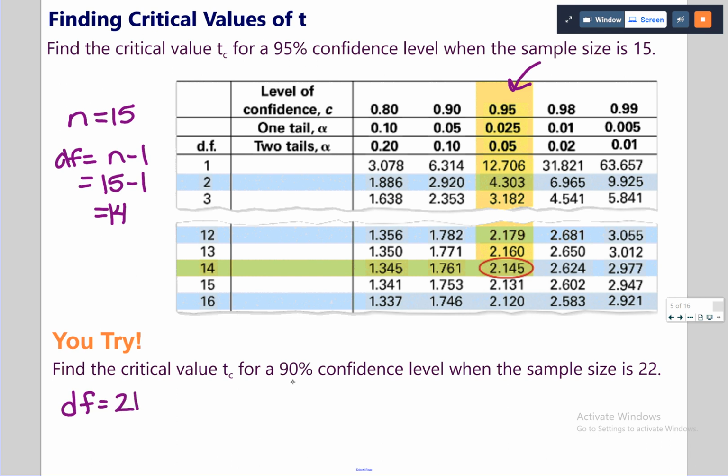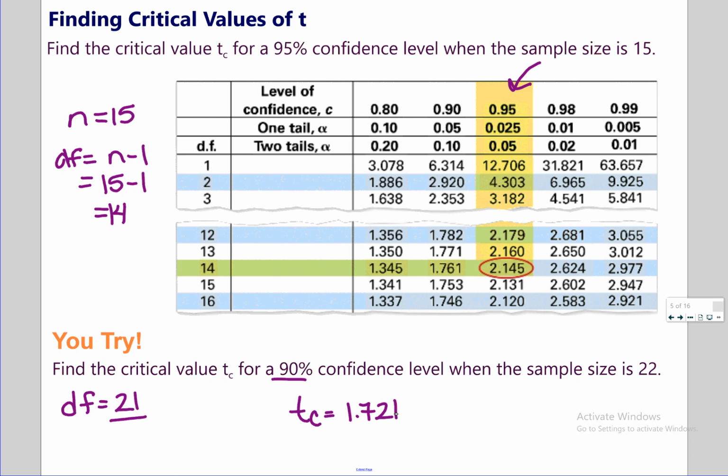21. So those are the two things that you're going to be looking for on your chart. On the top, you're looking at 90%, so 0.9. On the side, we're looking at 21. And I get 1.721 is my critical value of T.